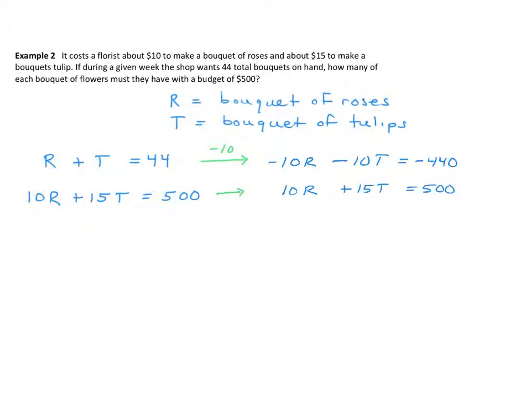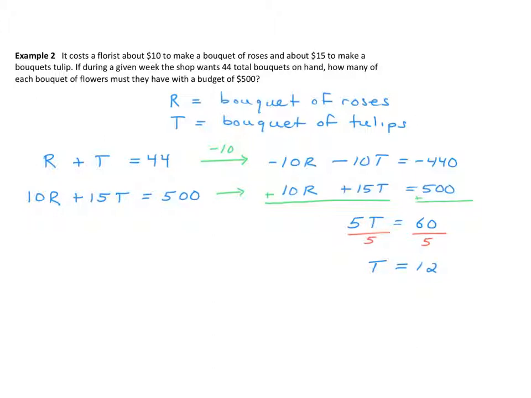It's now set up perfectly for the addition method, where I'm going to add the left side and the right side and see what I end up with. The R's cancel. Negative 10T plus 15T is simply 5T. And negative 440 plus 500 is a positive 60. To solve for T, I'm going to divide both sides by 5, and I get my answer: T is equal to 12.